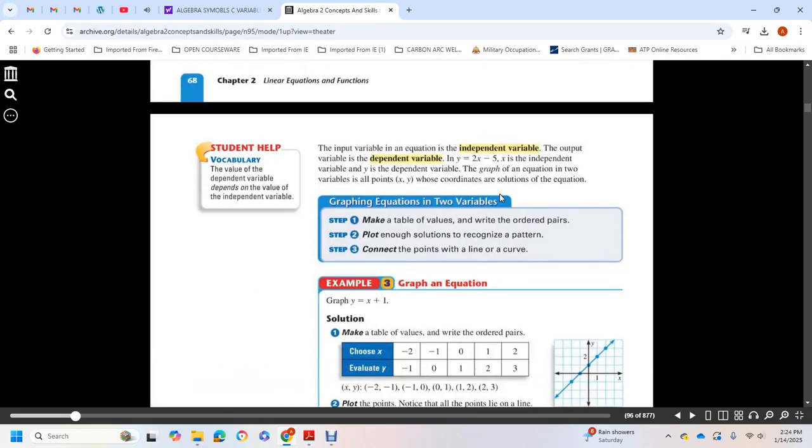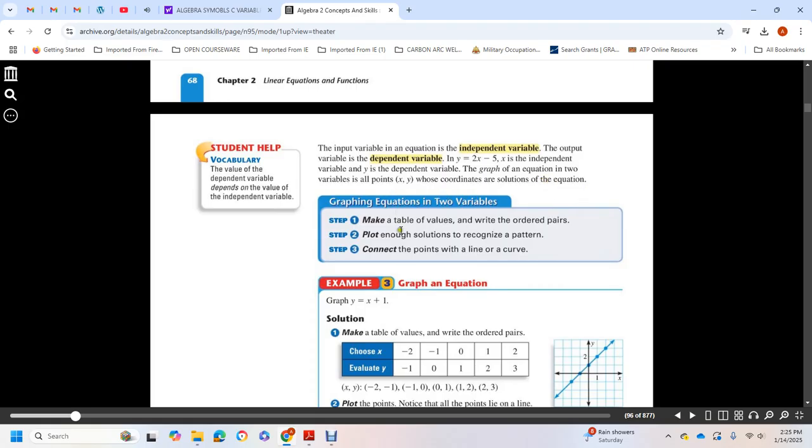The input variable in an equation is the independent variable. The output variable is the dependent variable. In y equals 2x minus 5, x is the independent variable, and y is the dependent variable. The graph of an equation in two variables is all points (x, y) whose coordinates are solutions of the equation.